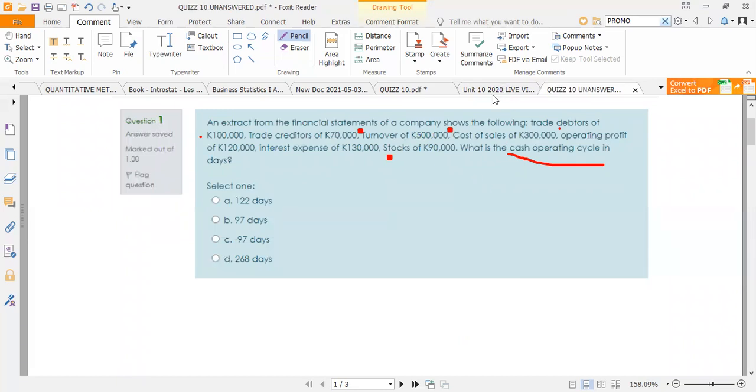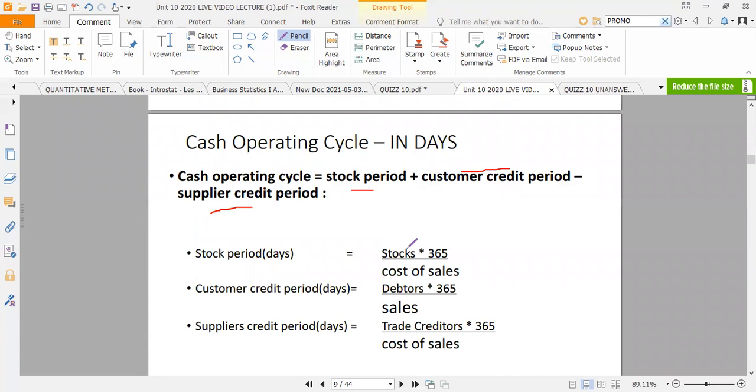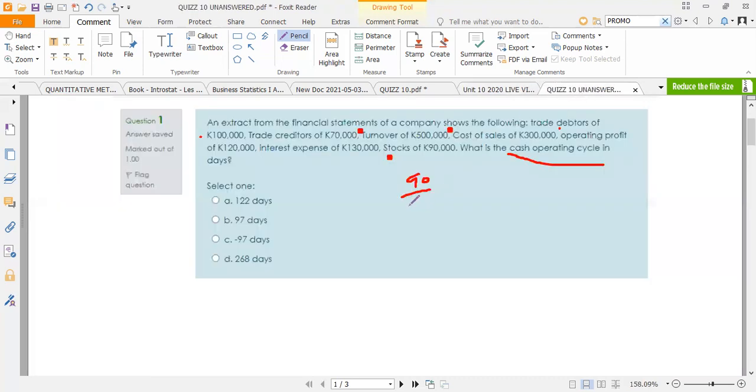That's 90,000 by 365 over 300,000. 90 over what? 90,000 by 365 over 300,000. Are you sure? Yes. Have we not been given the cost of sales as 300,000? Yes, it's 90 over 300, multiplied by 365. Are we not multiplying by the 365? Yes, by 365. Okay, good.